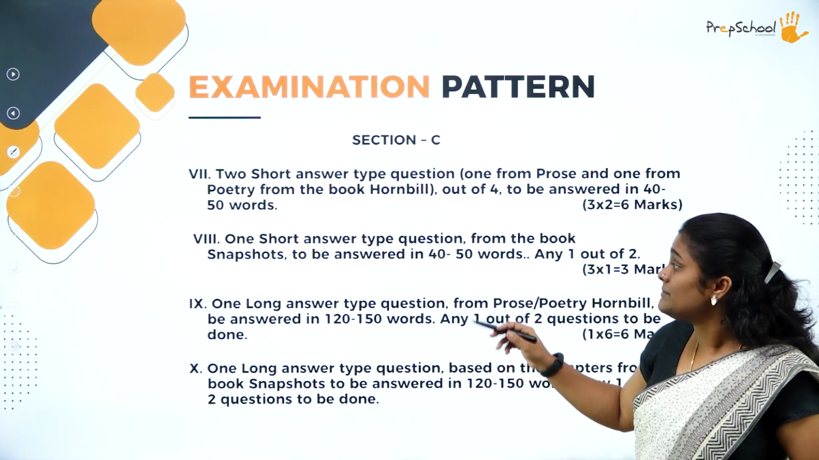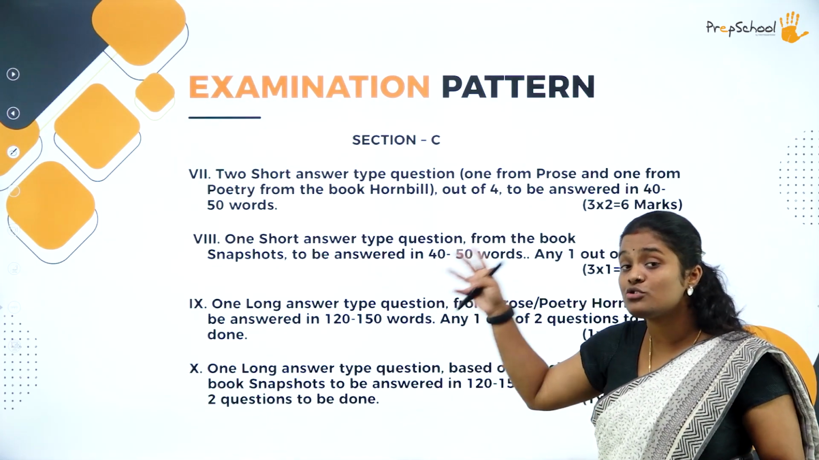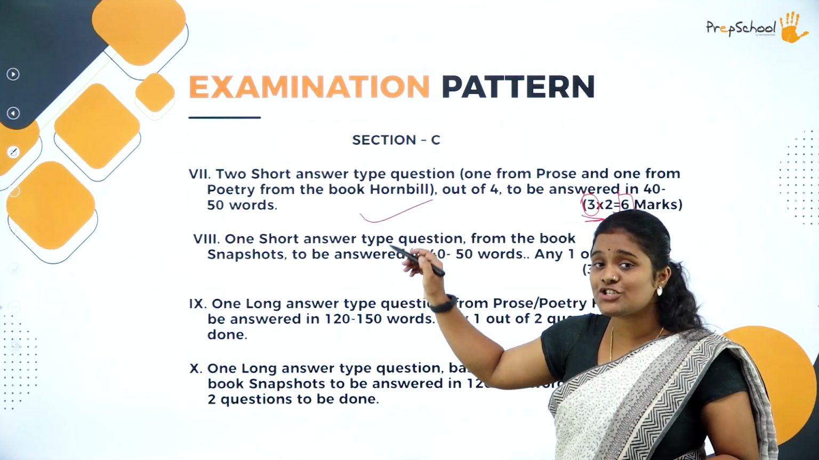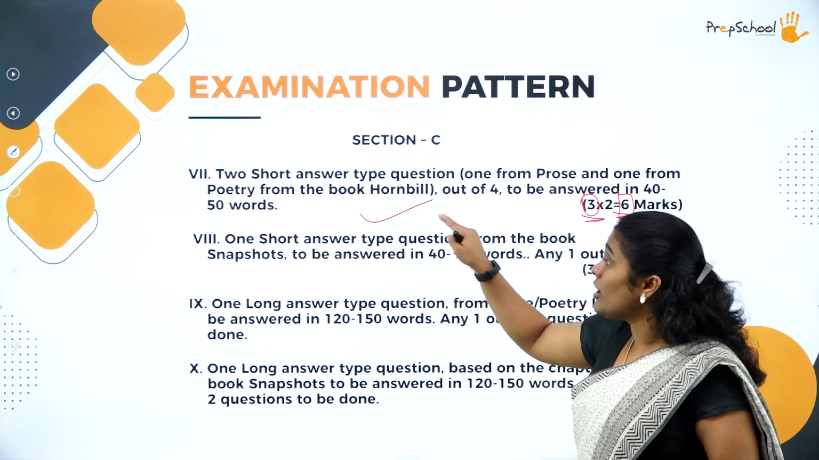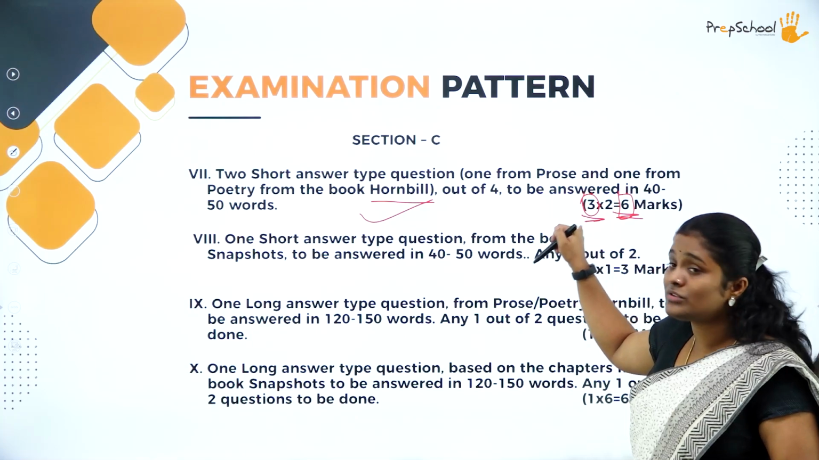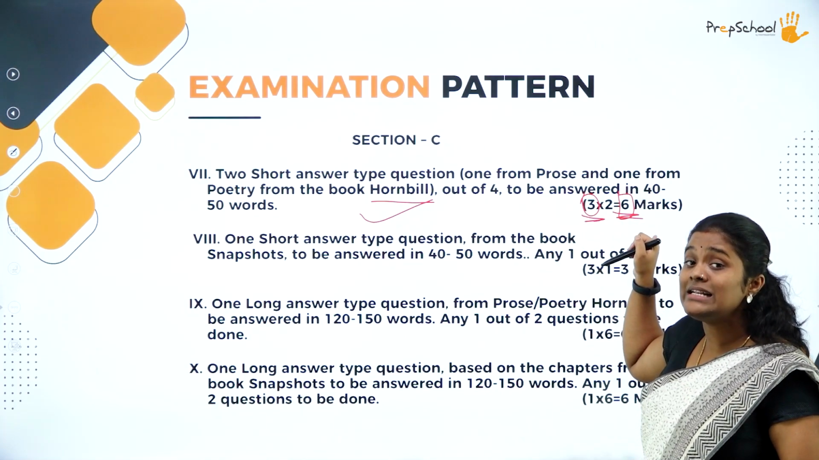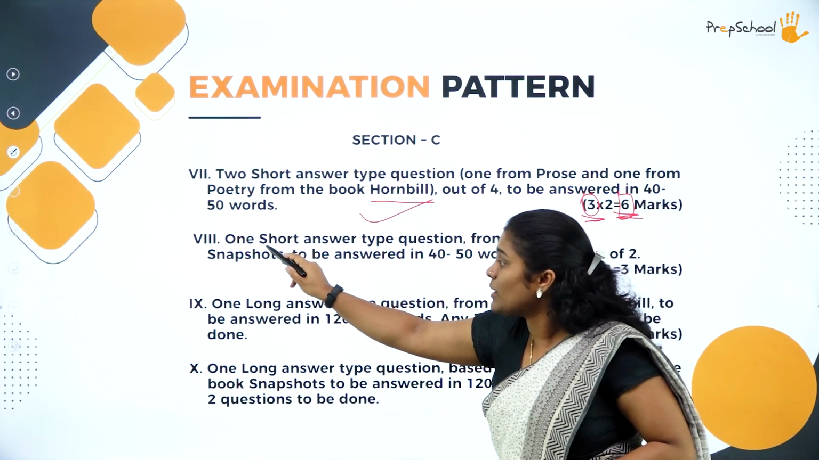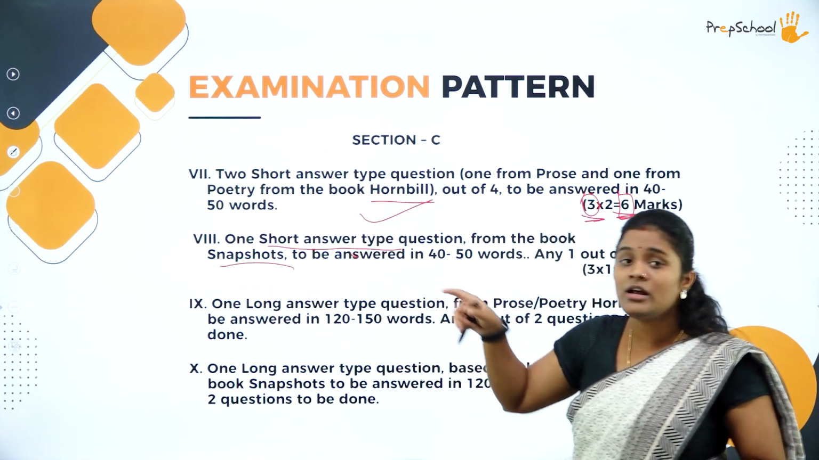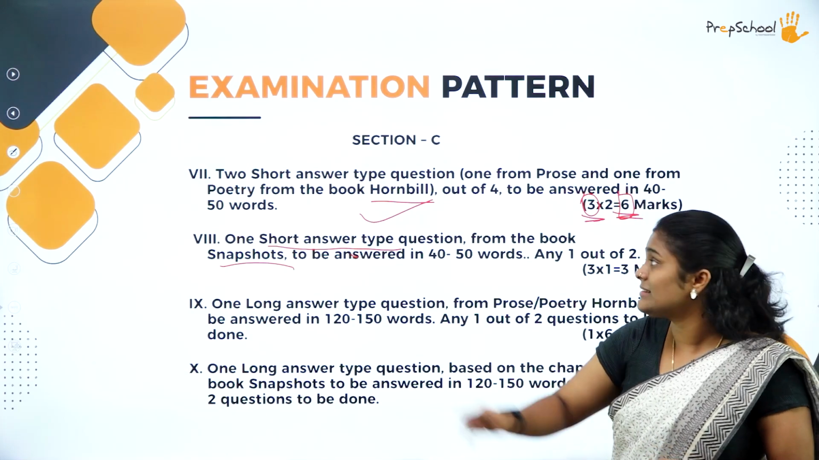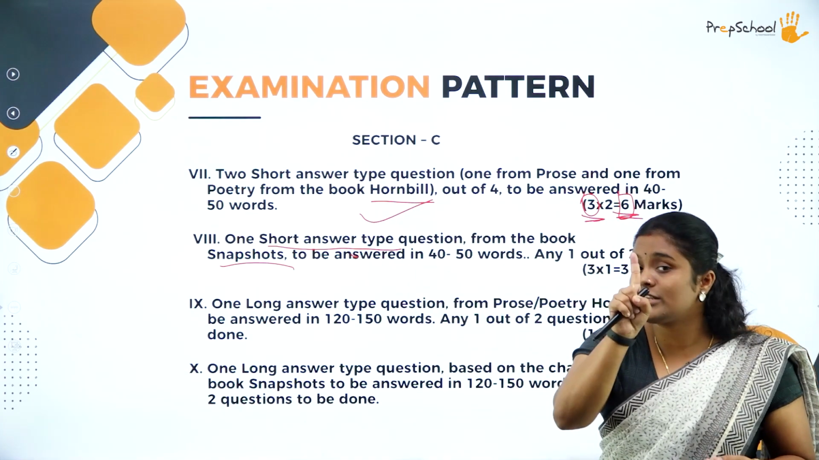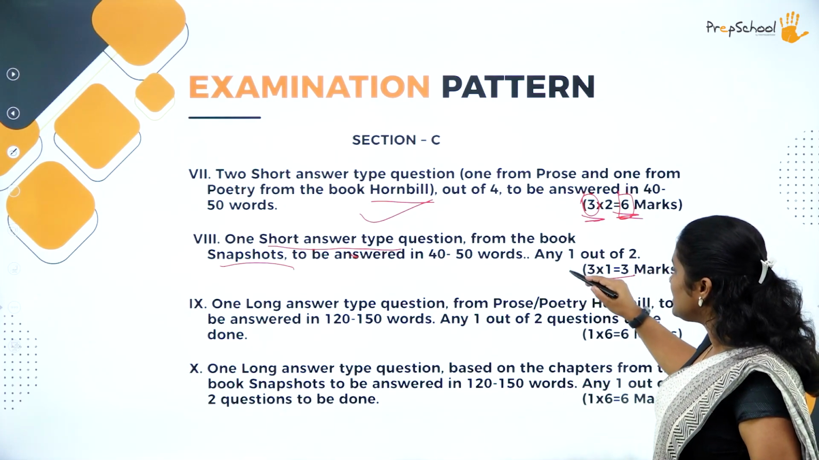Moving on to the next one, in Section C, it is a combination of short answer type and long answer type questions. In this section, you'll have to answer two short answer type questions from your textbook Hornbill, which will give you 3 marks each, for a total of 6 marks. Over here, one from prose, one from poetry, from the Hornbill textbook, clear. Here from Snapshot, one short type question, which will give you 3 marks.